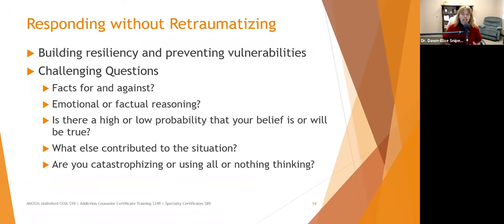And are you catastrophizing or using all or none thinking? Are you expecting the worst or thinking every time I go into a crowded place, something bad happens or I have a panic attack? Those are questions that clients can start asking themselves in order to help them feel more empowered about what they're getting ready to do, in order to help them get grounded.